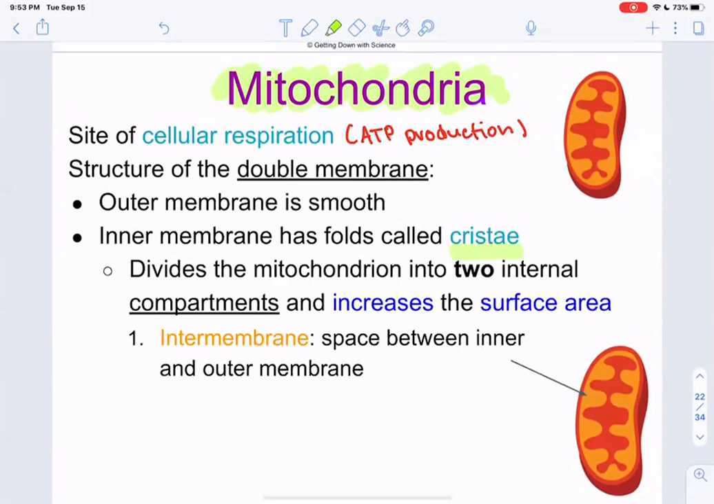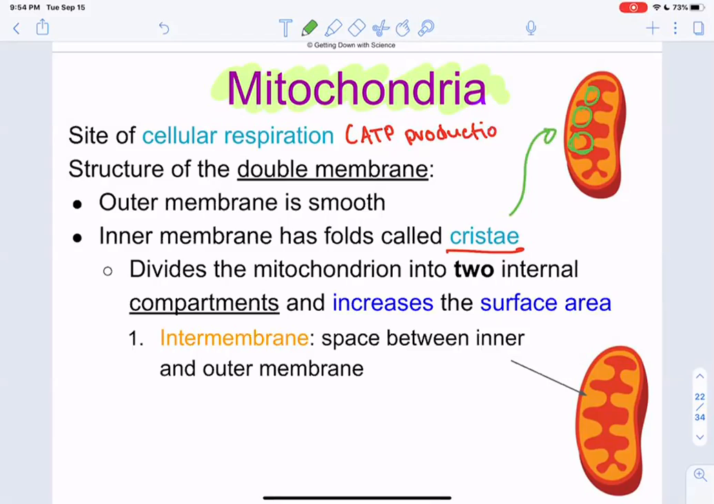Again, cristae, it's going to be these guys right here. These are the folds, the cristae.